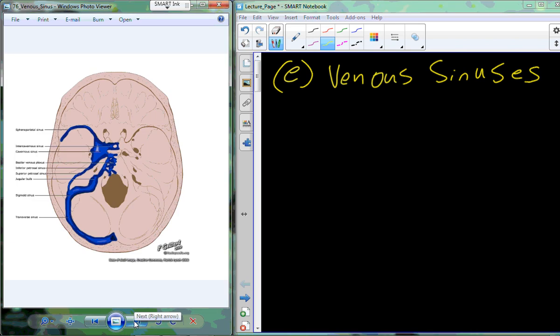This is the cranial floor. So you're looking down, we basically have taken the bottom of the skull here. You can see the sphenoid bone right in here, the cribriform plate, the crista galli up here in the front, the occipital bone back here, the foramen magnum. And then we have these large reservoirs in our venous system. And these are known as venous sinuses.